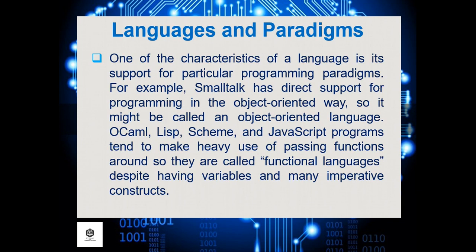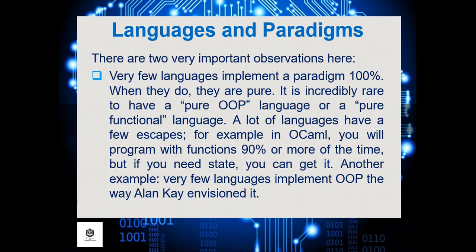Discussing languages and paradigms, one of the characteristics of a language is its support for particular programming paradigms. For example, Smalltalk has direct support for programming in the object-oriented way, so it might be called an object-oriented language. OCaml, Lisp, Scheme, and JavaScript programs tend to make heavy use of passing functions around, so they are called functional languages, despite having variables and many imperative constructs.